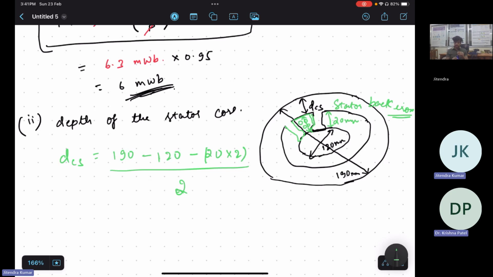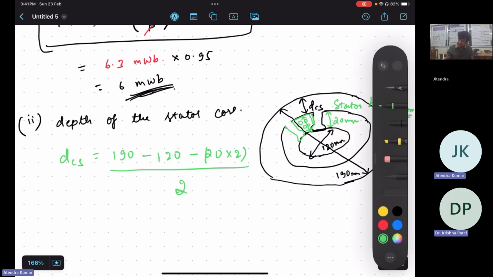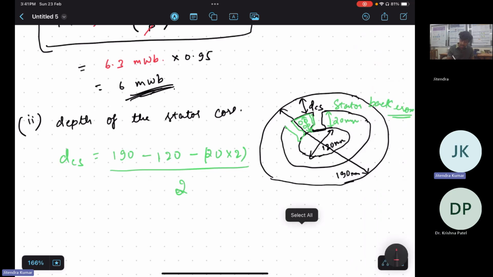Because if you go in terms of radius only, then these factors will not be there. But since you are dealing in terms of diameter, the DCS, if we go as radius, will be 190 by 2 minus 120 by 2, minus 20.